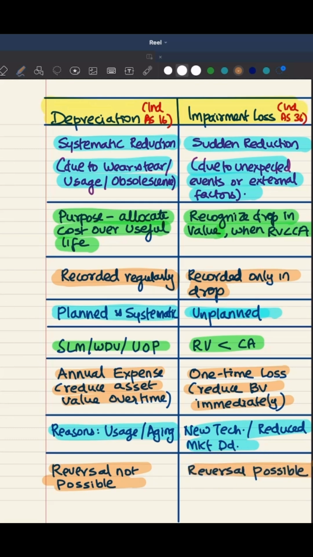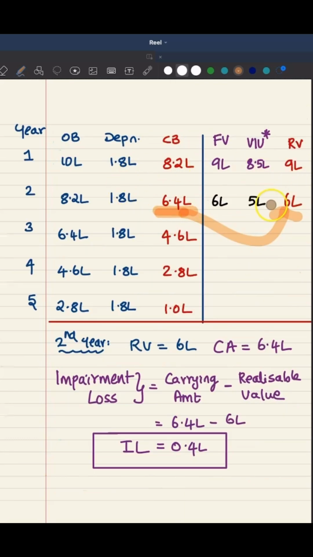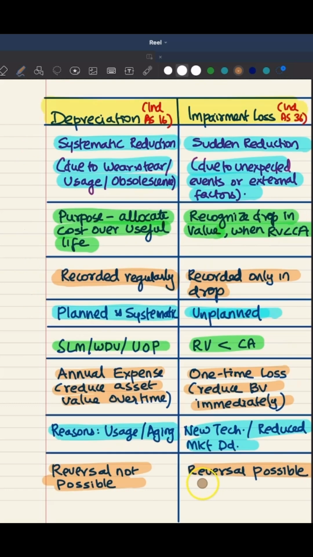Let's say in one year, impairment is provided. Let's take this example. In the second year, there is an impairment loss. And in the third year, let's say something has changed in the market, and because of that, the products produced using this machinery are going to have more demand. Then the fate of this machinery will change. Its fair value will change. Its value in use will change. And the realizable value can even become greater than the carrying amount. So in that case, whatever impairment loss was provided in the earlier year can be reversed. So reversal is possible. So in this way, we have understood the difference between depreciation and impairment loss.